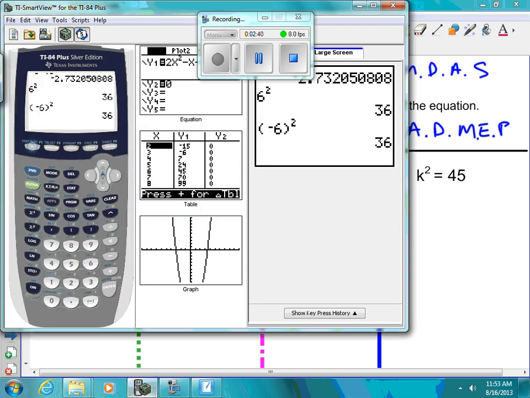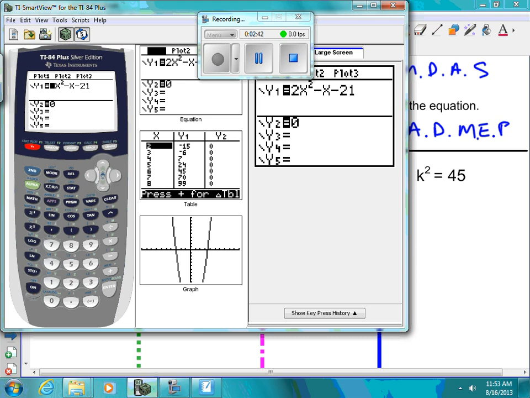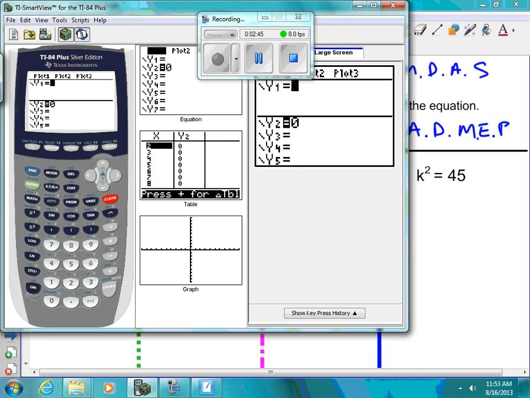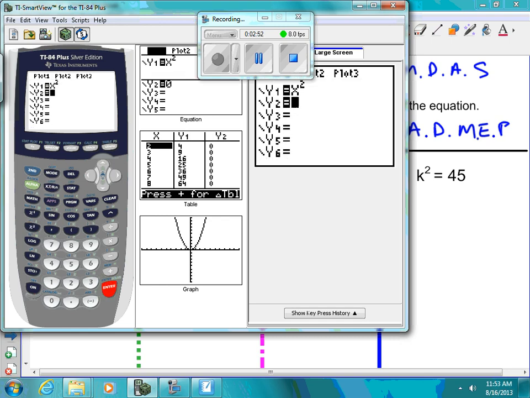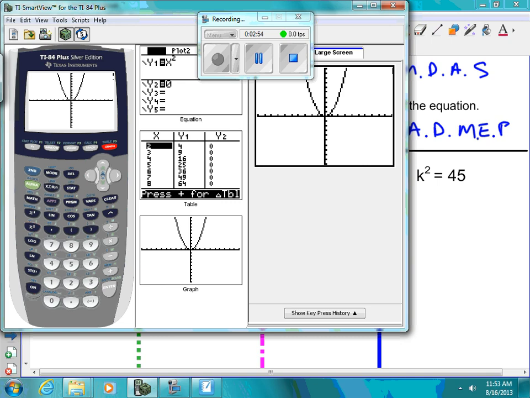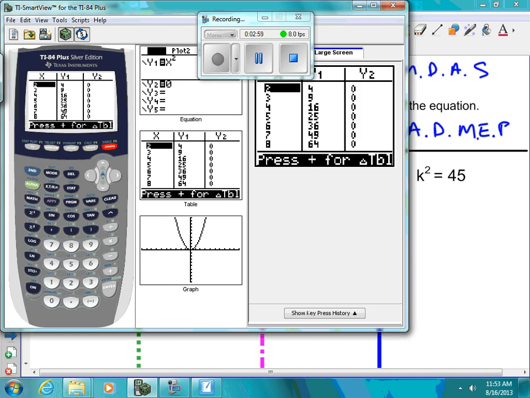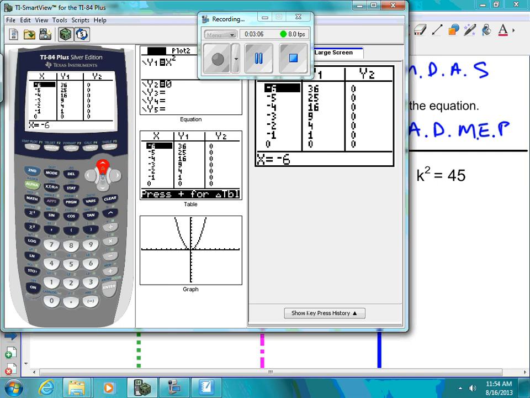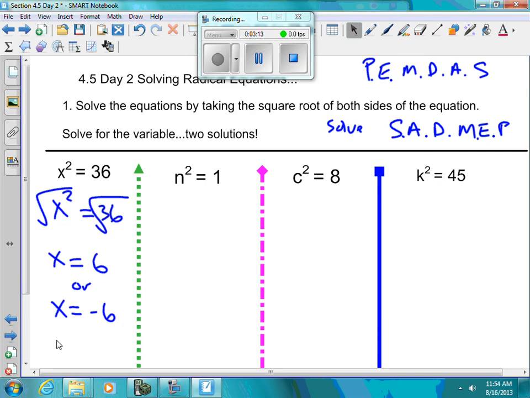X squared equals 36. Okay? So we'll do y equals x squared in here. That's what y equals x squared, and we'll graph it. 36. We said 6 and negative 6. Let's go to the table. At positive 6, we get 36. When I go back up here to negative 6, I also get 36. So it comes out to be an answer in both spots. It repeats. So that's just something we have to be aware of.